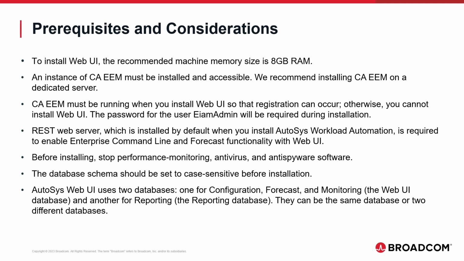Prerequisites and considerations. To install Web UI, the recommended machine memory size is 8 GB RAM. An instance of CAEM must be installed and accessible. We recommend installing CAEM on a dedicated server. CAEM must be running when you install Web UI so that registration can occur. Otherwise, you cannot install Web UI. The password for the user IAM-admin will be required during installation.